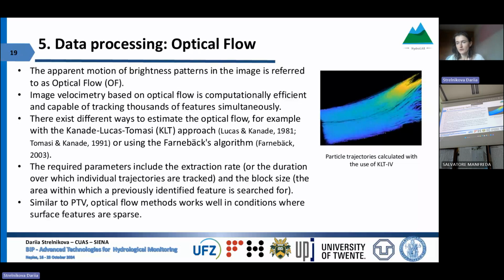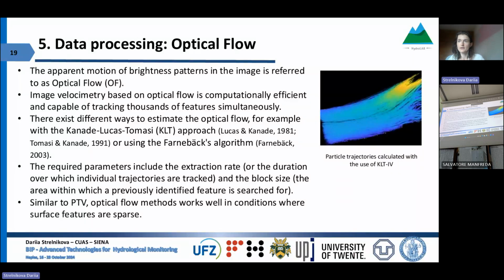If some of you have a background in computer vision, you probably have applied optical flow in your studies or in your work previously. And optical flow methods have not been historically used for flow velocimetry that much, so for river flow velocimetry, but in recent years they're getting more and more popular. And the reason is that they are computationally efficient, and at the same time they can track really large numbers of features simultaneously.